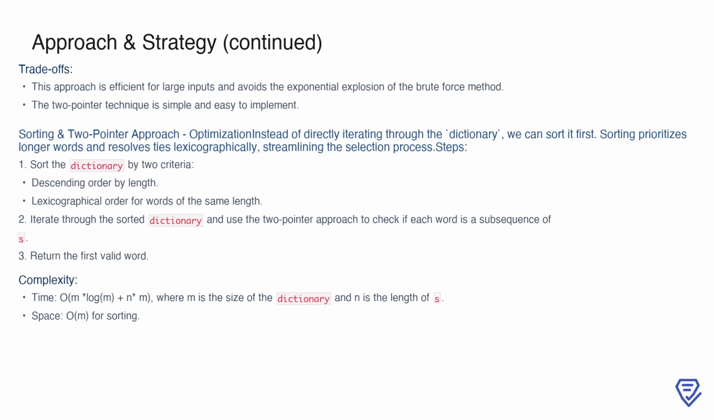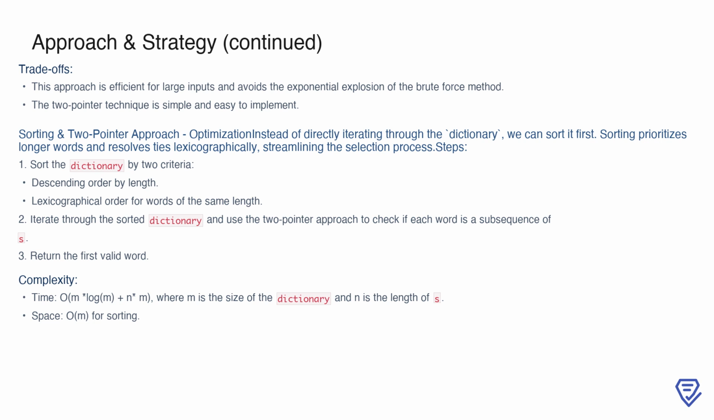The two-pointer approach is not only efficient but also simple to implement, making it a strong candidate for solving this problem. However, we can further optimize the process by first sorting the dictionary. Sorting the dictionary allows us to prioritize longer words and resolve ties lexicographically upfront, simplifying our result selection process. To achieve this, we sort the dictionary by 2 criteria: first, in descending order by word length, and second, in lexicographical order for words of the same length.